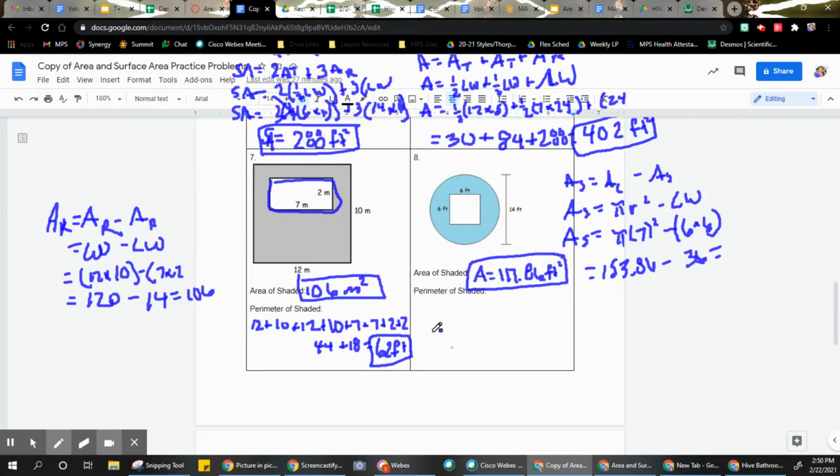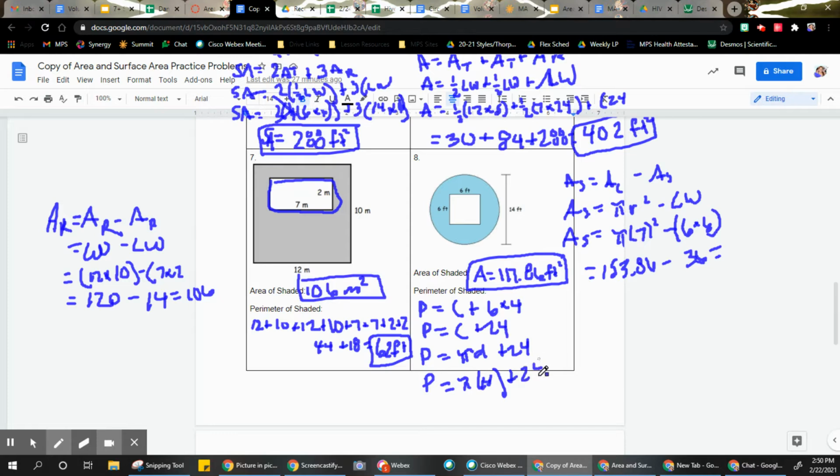All right, last is for perimeter of the shaded. So remember that perimeter of circles is circumference. So we're going to have to find the circumference, but then we're going to have to add this extra on the inside, which is going to be 6 times 4. So I'm going to do perimeter is equal to the circumference plus 6 times 4. We know 6 times 4 is 24, so perimeter is equal to the circumference plus 24. And our circumference is pi times d, so p is equal to pi times d plus 24. And then again, d is going to be 14, so p is equal to pi times 14 plus 24.